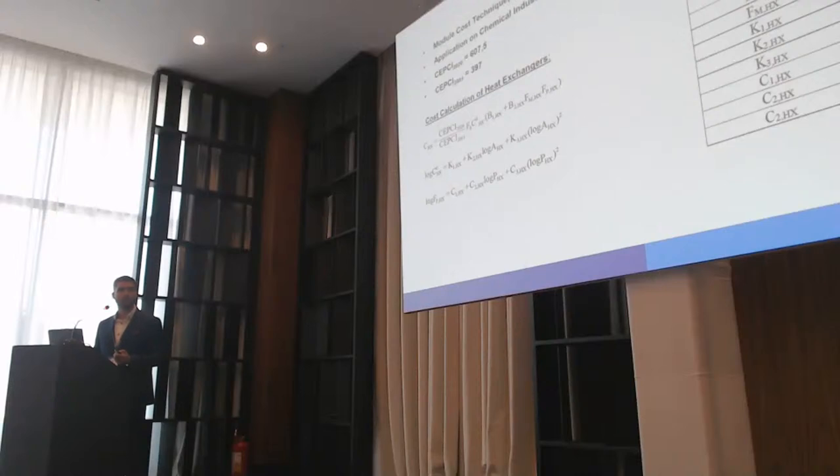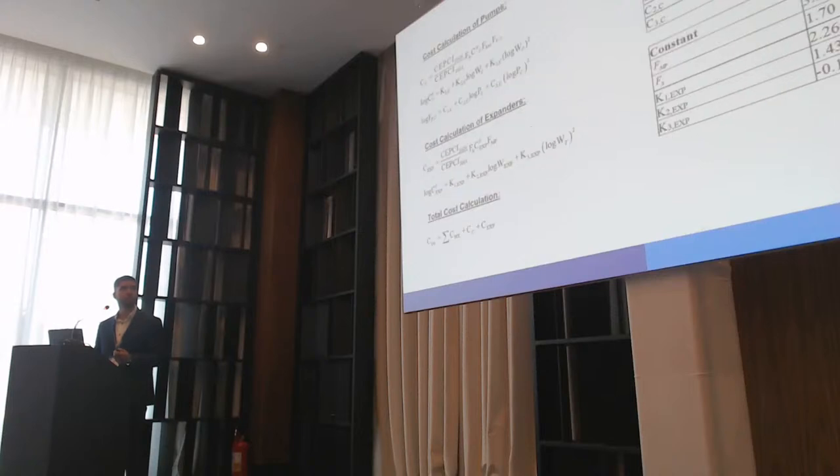For this calculation, the constants are depicted in the right part of the slide. Subsequently, we calculate the cost of the pumps and the cost of the expanders with their constants in the right part of the slide. Then, summing the previous costs, we can calculate the total cost of the investment.